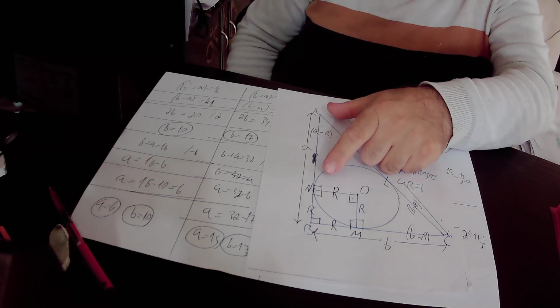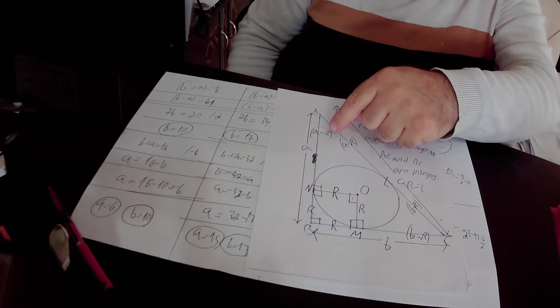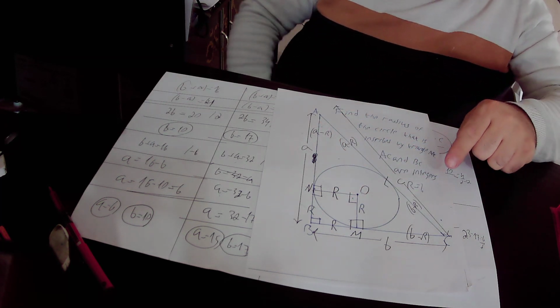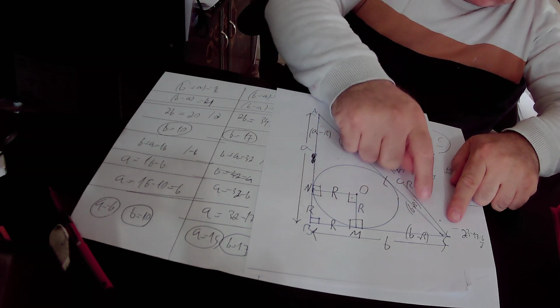Then we found out that the length of AN equals AB minus NB. That is to say, it is equal to A minus R. We found out the length of line segment MC equals BC minus BM, that is B minus R.